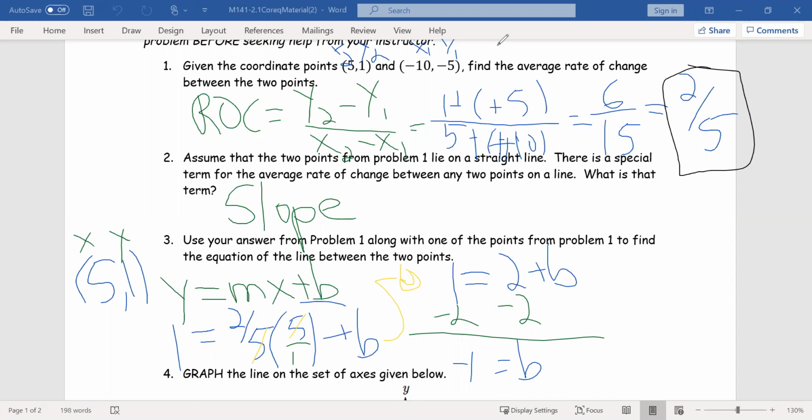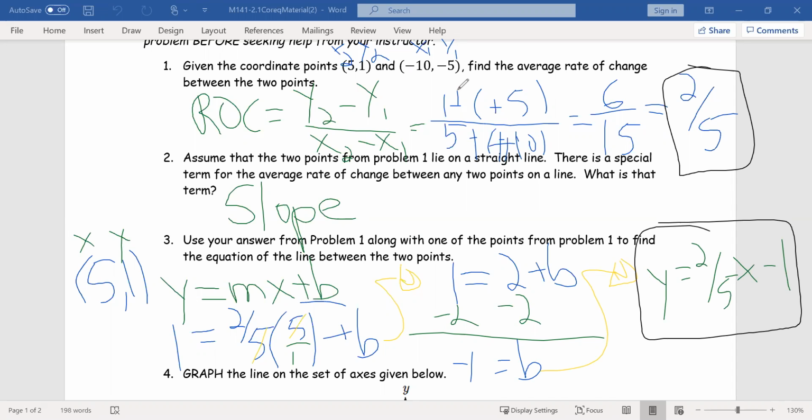So we can use that information for our line, which will be, in this case, y equals 2/5 x minus 1. And that's the equation of our line.